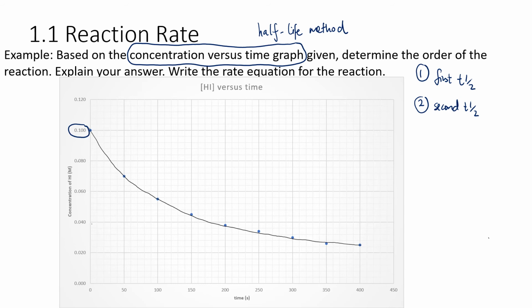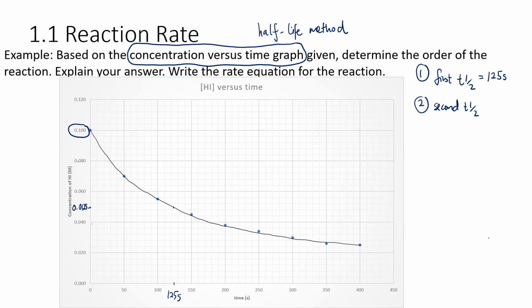After the first half-life, the concentration becomes 0.05, and the time taken is about 125 seconds. So that is our first half-life, 125 seconds.